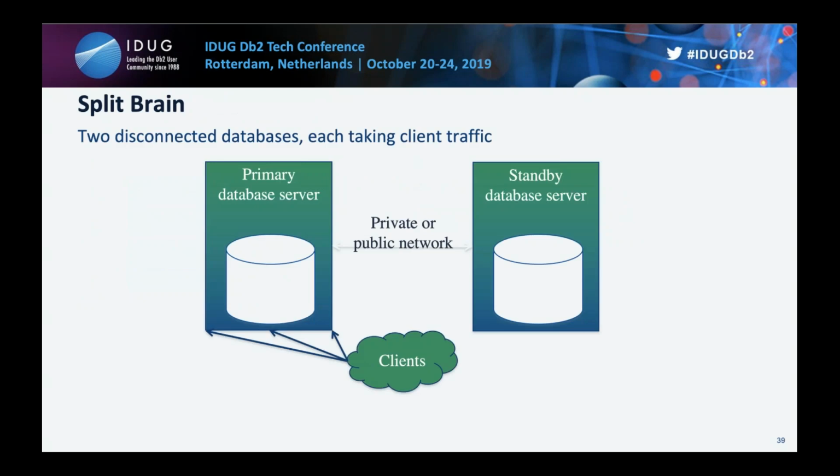Great. Let's dig into the real world scenarios. First, I want to make clear what split brain is. Split brain is when something happens to the network between the database servers and clients are somehow able to connect to both of them. And that can mean that both databases are taking traffic and changing data, and they might change the same piece of data.